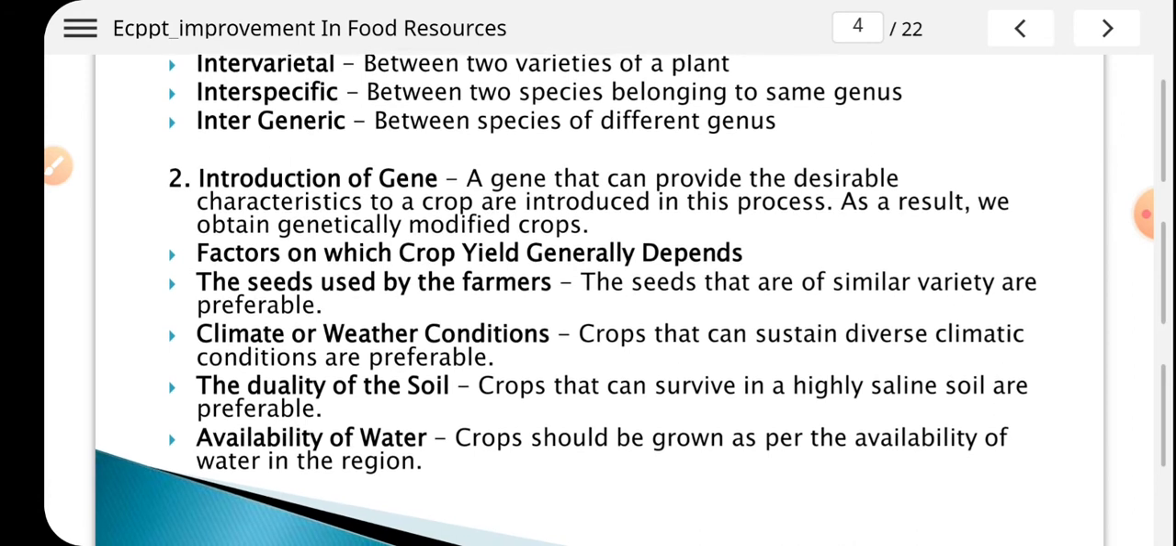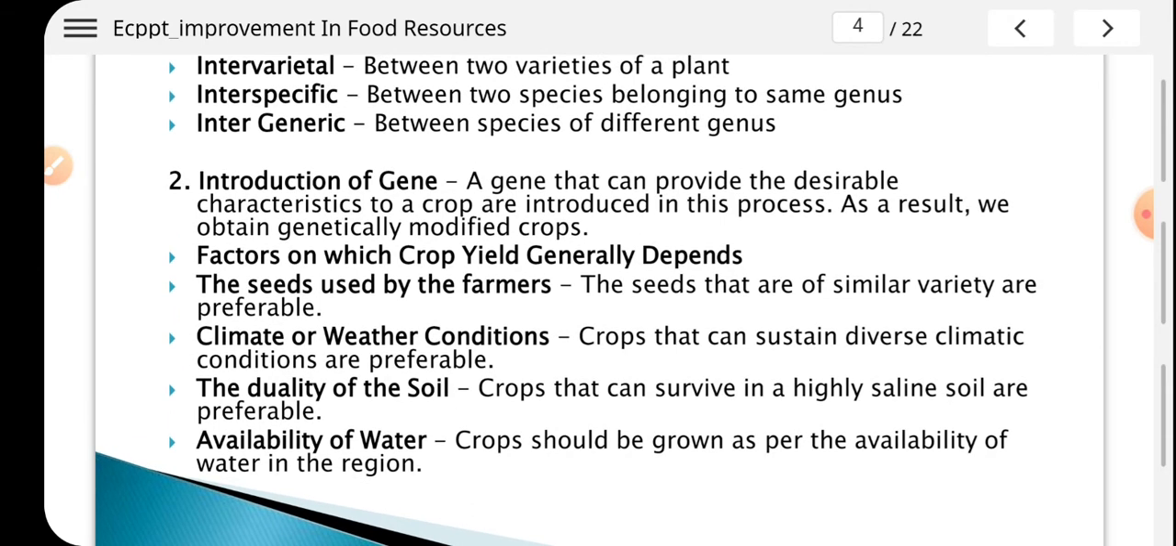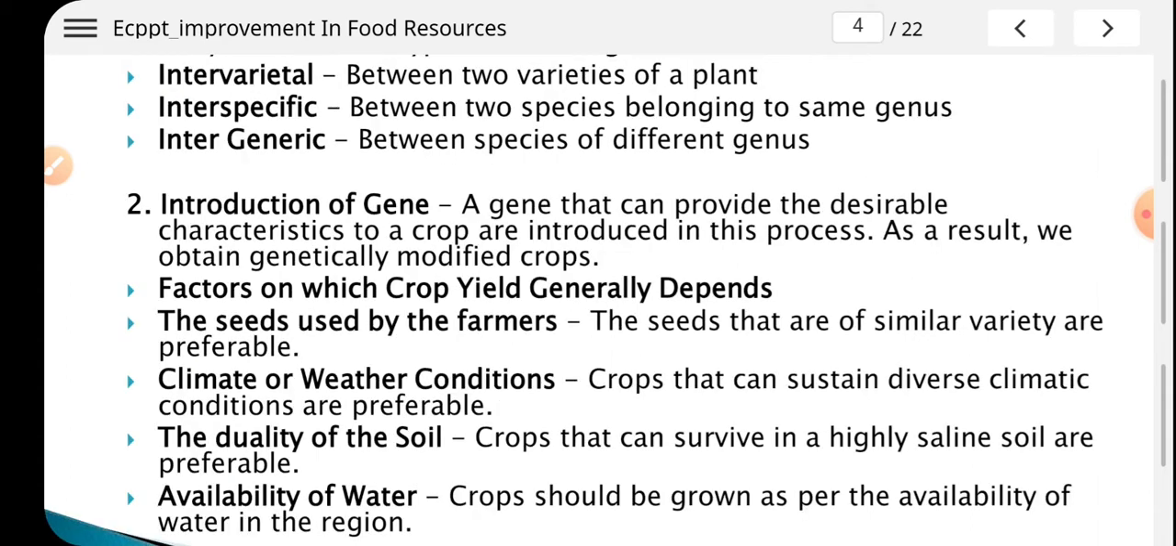Introduction of gene. A gene that can provide the desirable characteristic to a crop is introduced in this process. As a result, we obtain genetically modified crop. For example, suppose a wheat or a rice that may have less protein content. In order to increase that protein content, such a gene can be introduced in that crop.